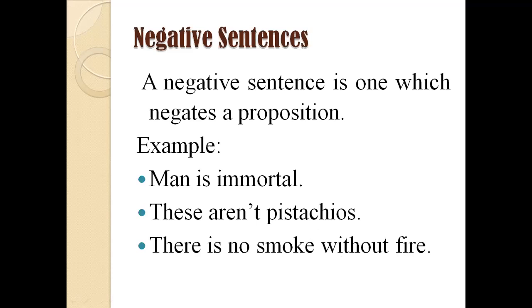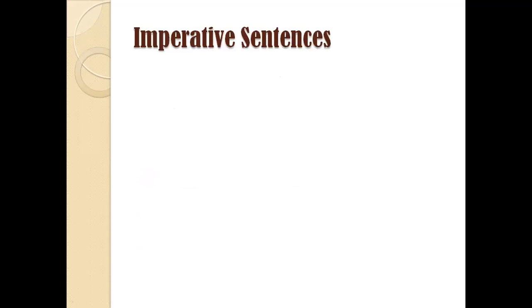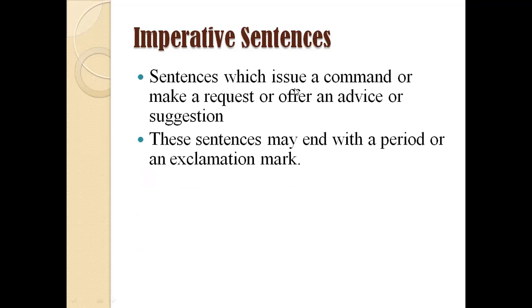Okay, next. So the second kind of sentence we'll look at is imperative sentences. Now, what are imperative sentences? Sentences which issue a command or make a request or offer an advice or suggestion are known as imperative sentences. And now imperative sentences may end with a period, that is a full stop, or an exclamation mark. Okay. Here are some examples.